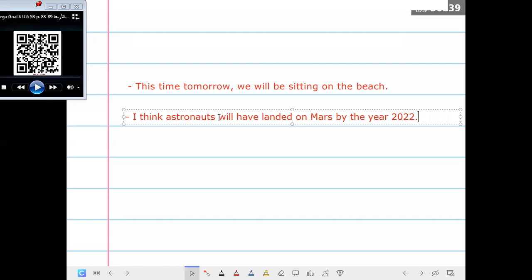What is the tense in the first one and which tense in the second one? In the first one, future simple. Future simple. Okay, do you know the form of the future simple? Will plus infinitive.